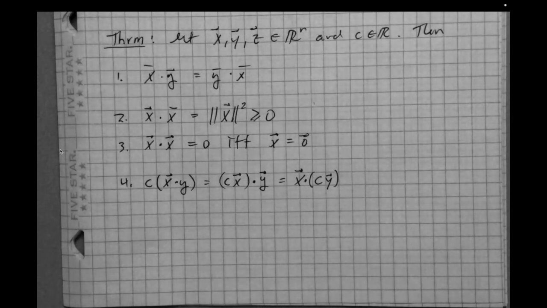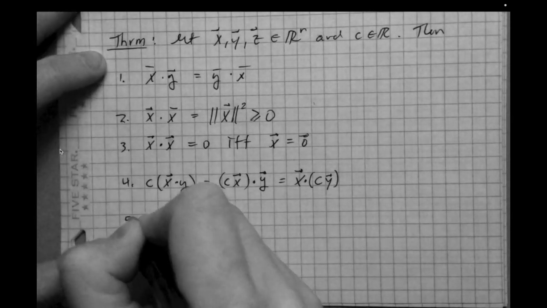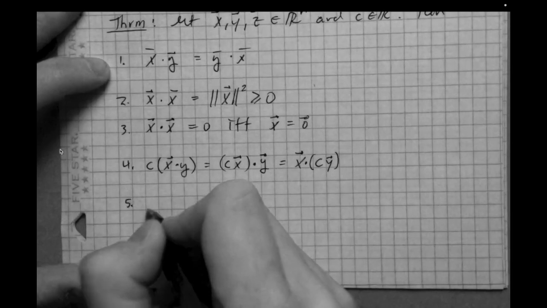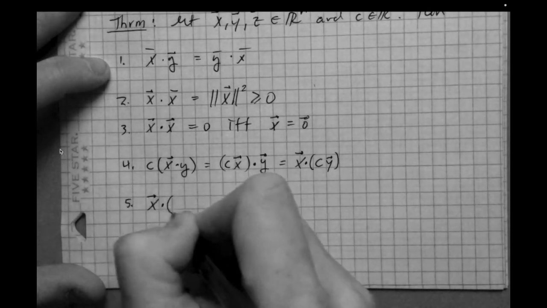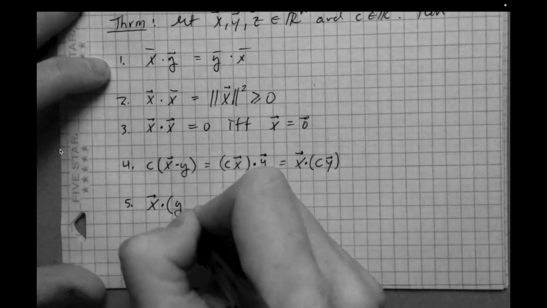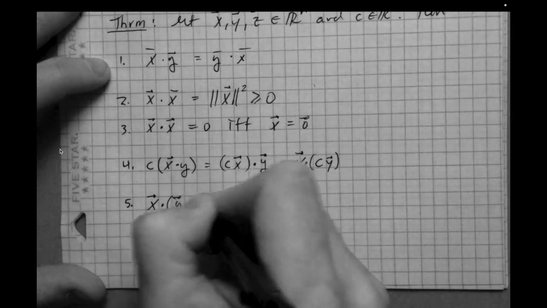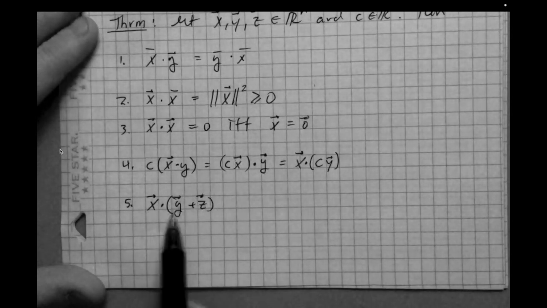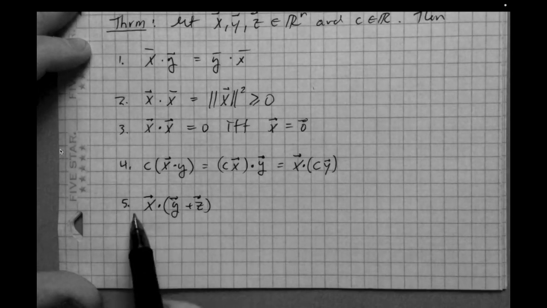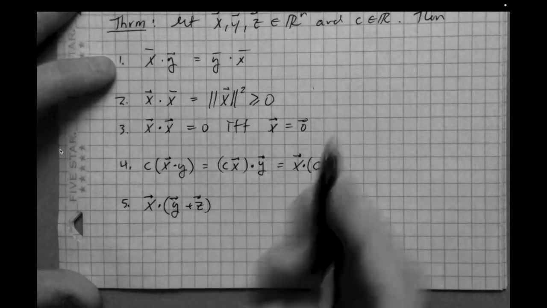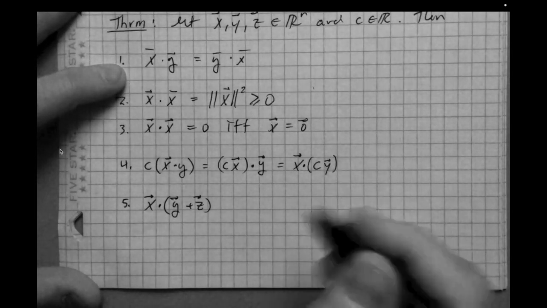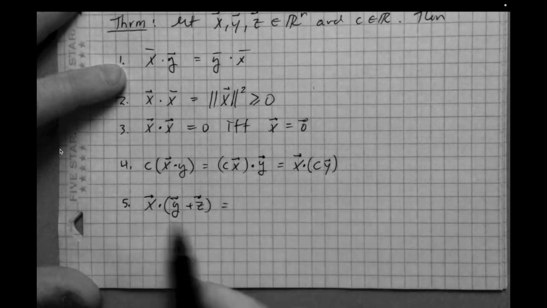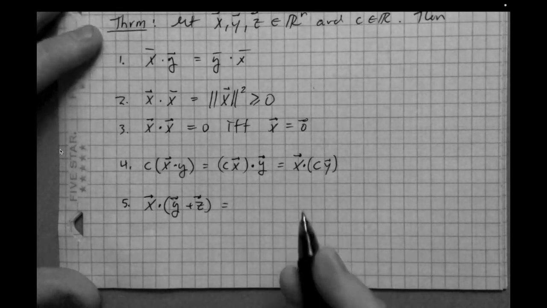Very good. How about this guy? So x dot (y plus z). All right, so I've got y plus z, which is going to give me a vector, and x dotted against that vector is going to give me a scalar. Now it turns out you can use something like the distributive property here, right?